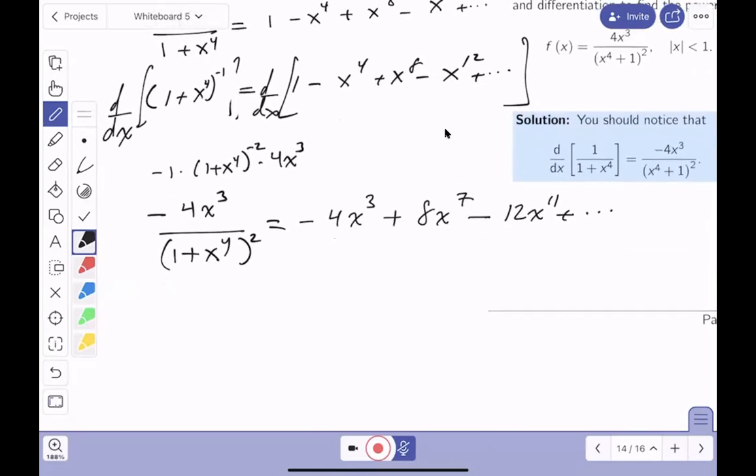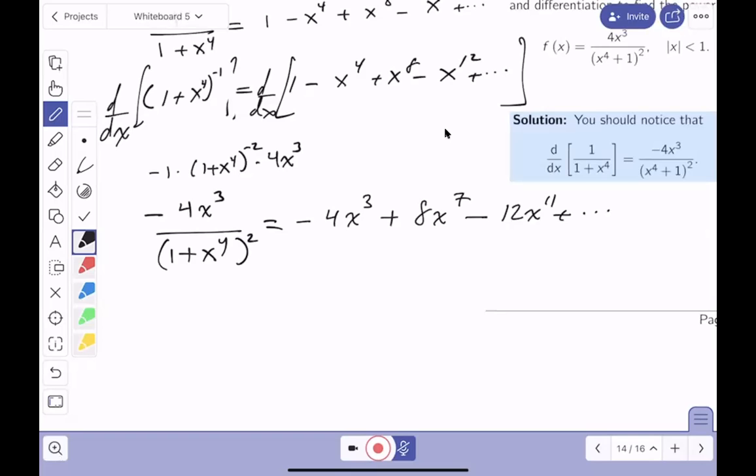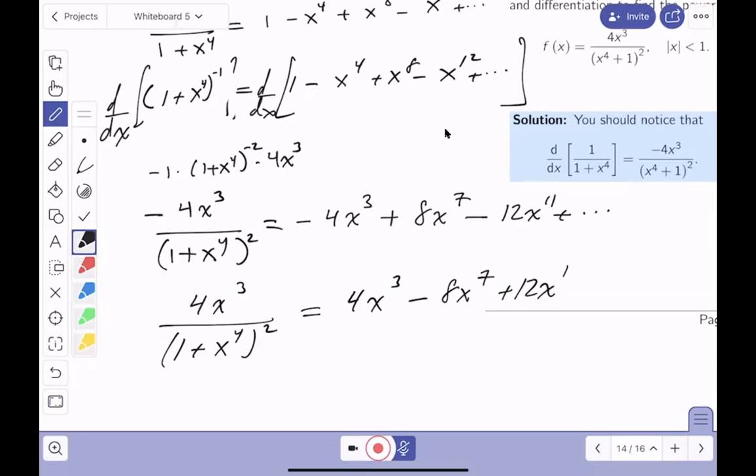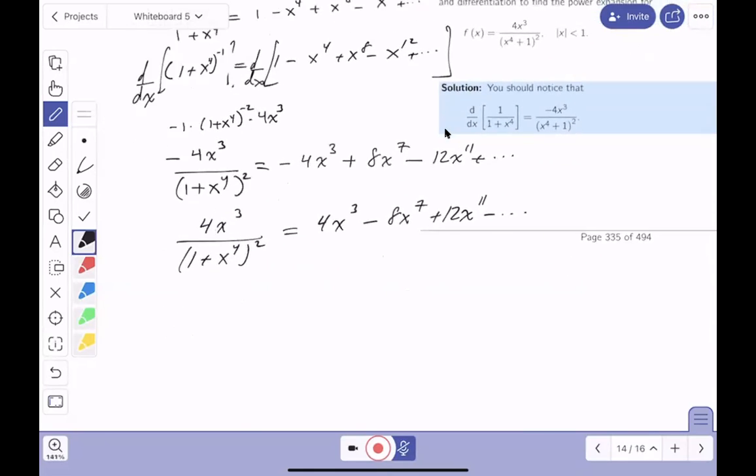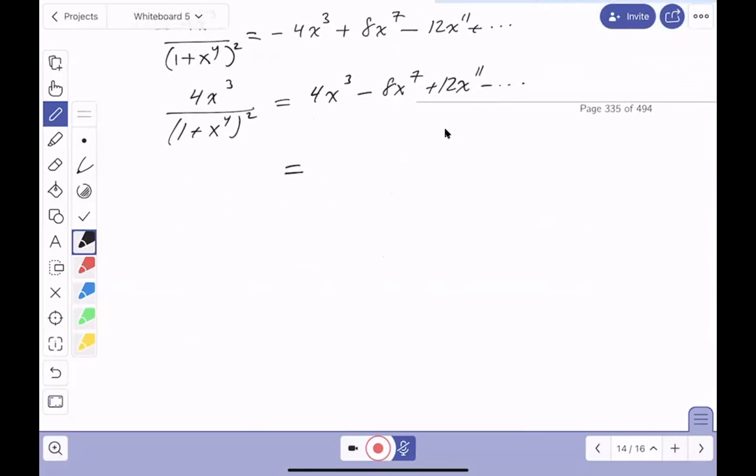And now I'm going to multiply both sides by minus 1. So let's write that down. So we get 4x cubed over (1 plus x^4) squared is going to equal 4x cubed minus 8x^7 plus 12x^11 minus yada, yada, yada. All right. So let's see what they said. Yeah, I guess we did it. And I guess I can write a sum down now for it.